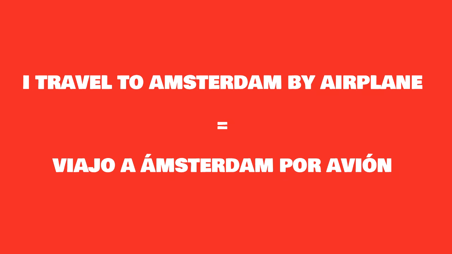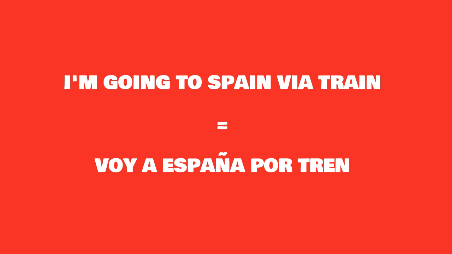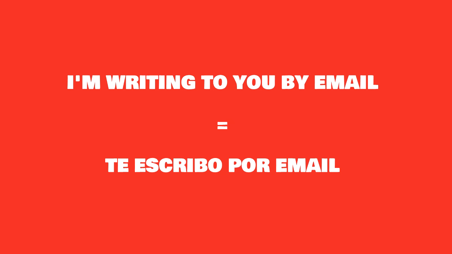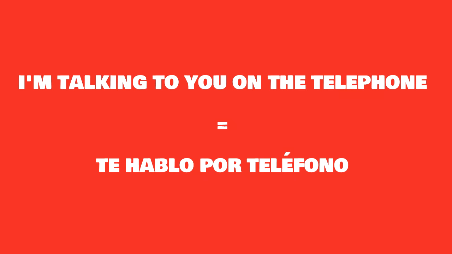Por is used to express the means through which we travel, communicate, and probably other stuff too. So, I travel to Amsterdam by airplane could be viajo a Amsterdam por avión. See how we say by airplane, but they say por avión? I'm going to Spain via train could be voy a España por tren. Por is being used in this case as by or via or through the traveling method of an airplane or train. It works like this for communication methods too. I'm writing to you by email, te escribo por email. I'm talking to you on the telephone, te hablo por teléfono.